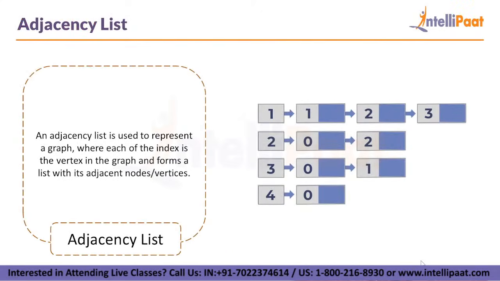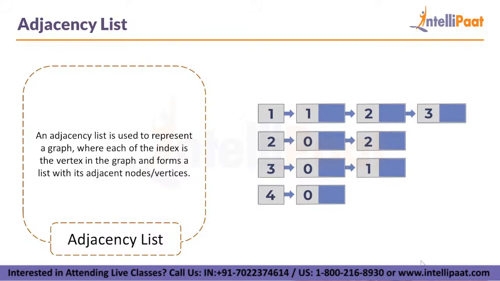So an adjacency list is a way of representing graphs where each node or vertex is present on each index value and forms a link with the adjacent vertices. This is an easier way to implement graphs, but it often shows less efficiency in searching operations.